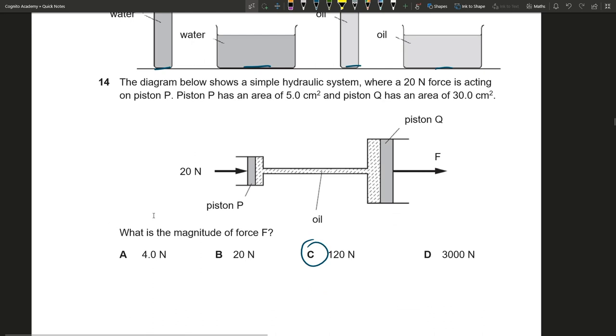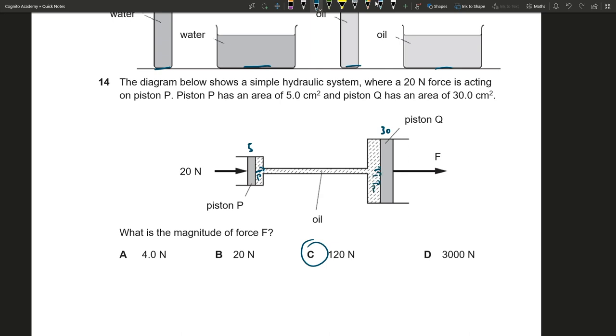The diagram below shows a simple hydraulic system where a 20 newton force is acting on piston P. Piston P has an area of 5 cm squared and Q has an area of 30 cm squared. And what's the magnitude of force F? So in this case, for a simple hydraulic system, we have the pressure at this point of the liquid is the same as the pressure at this point of the liquid.